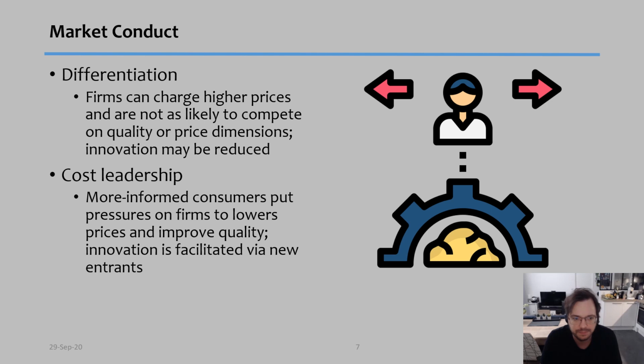In cost leadership, we have more informed consumers, and therefore they put a lot of pressure on firms to lower their prices and improve the quality. So in a way, because of this intense competition, because of this intense demand, innovation grows in cost leadership strategies via the new entrants, because there's normally new competitors coming into the market. Then what happens? You have to keep innovating in order to survive.